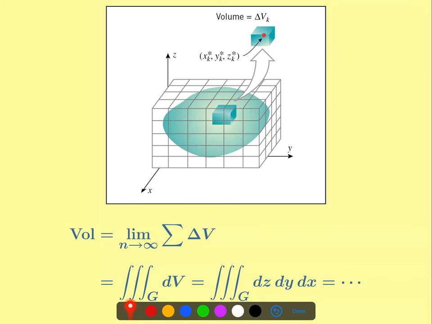In this case, this would be the solid. And that dv is going to be delta x, delta y, delta z. So dv is going to be dx, dy, dz in some order. It doesn't have to be this order. It could be in any order.